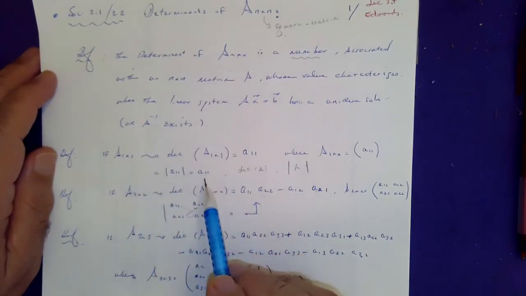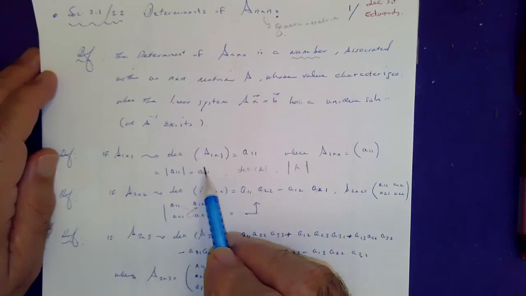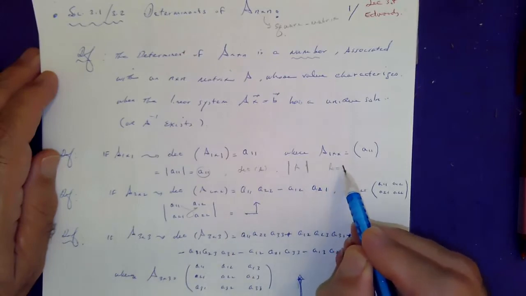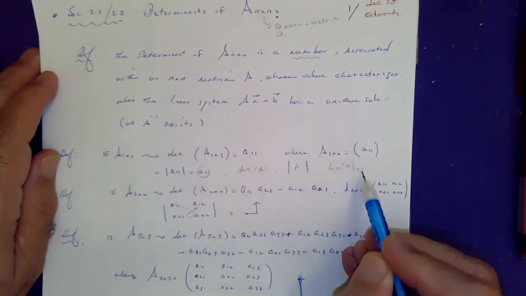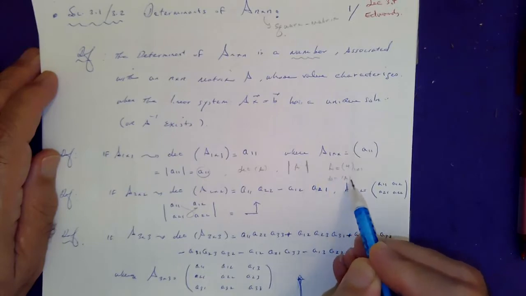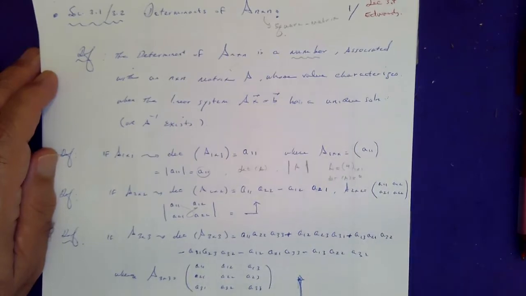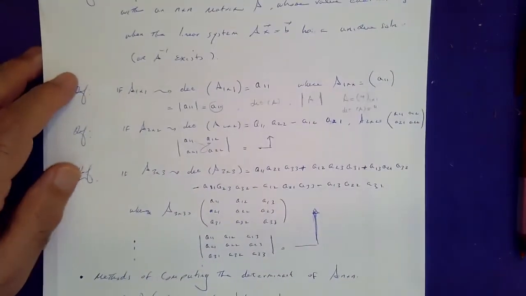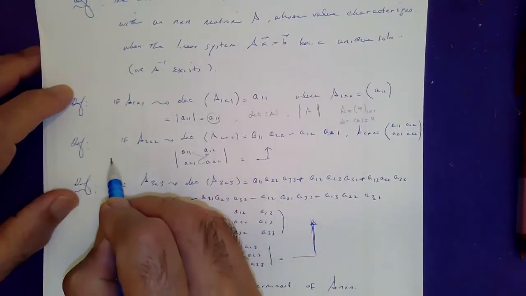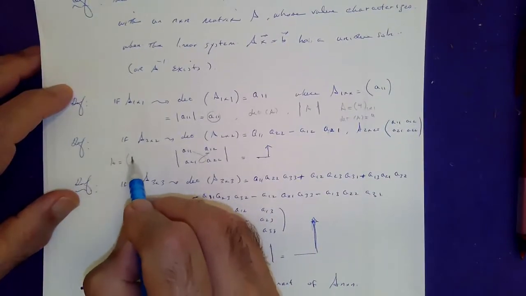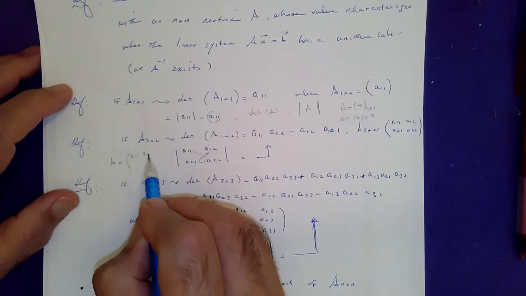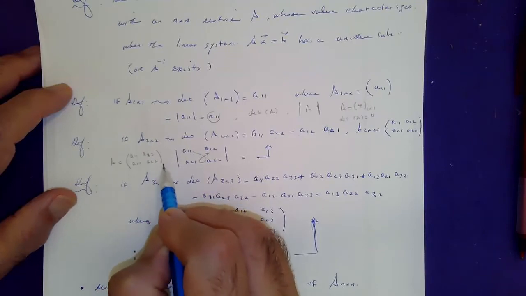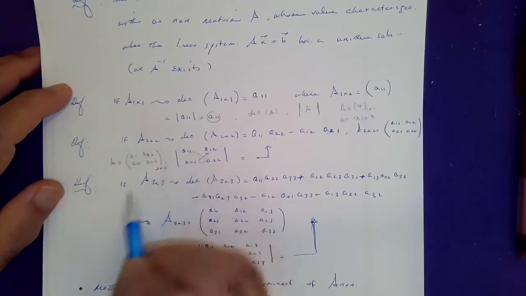The determinant of a 1 by 1 matrix is the element of that matrix. Suppose you have a 1 by 1 matrix, which is 4. So the determinant of A is 4. Okay, so it's a number. On the other hand, if you have a 2 by 2 matrix, you have A11, A12, A21, A22. So that's a matrix which is 2 by 2.